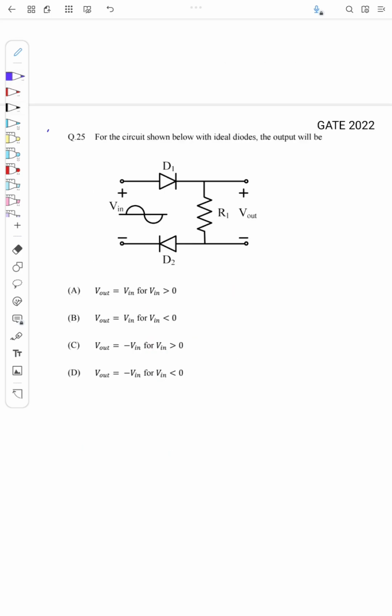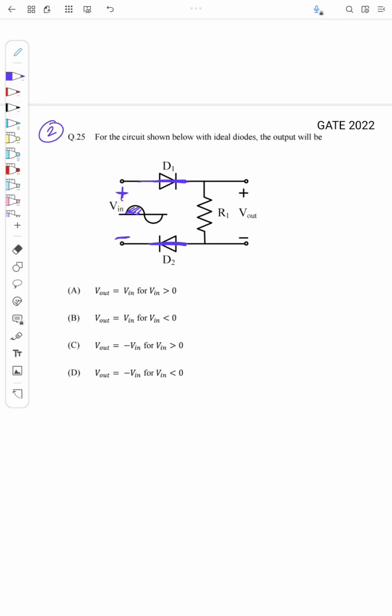Yeah, so this is a question from GATE 2022. The question is, for the circuit shown below with ideal diodes, the output will be. So the diodes are ideal and the input signal is Vin, which is sinusoid. Okay, so since this is an ideal diode, during the positive cycle, the polarity will be here plus, here minus. So if it is plus minus, diode D1 will be on, right? And since this is minus, D2 will be on.